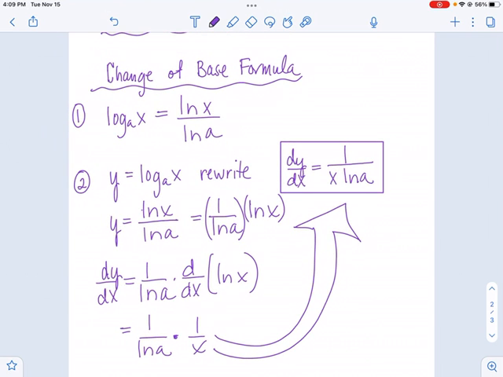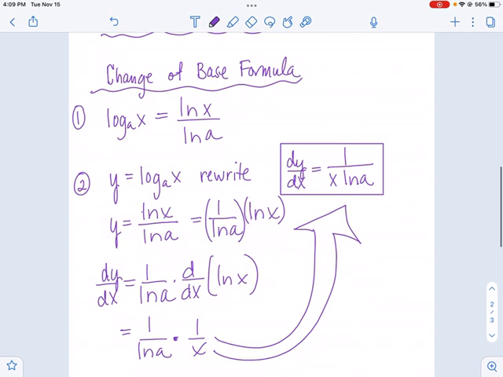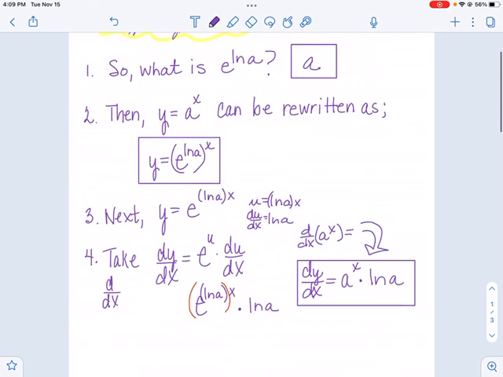Just wanted to send you a quick video on the derivatives of log base a and the derivatives of a to the x. See if that would help you out.